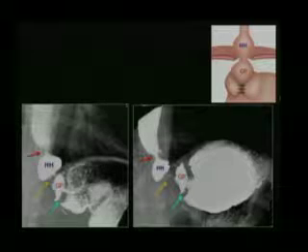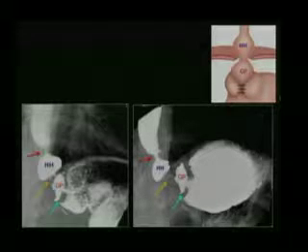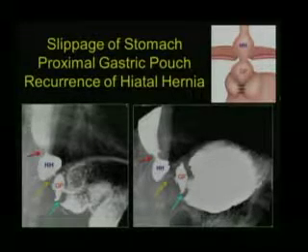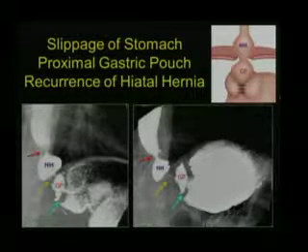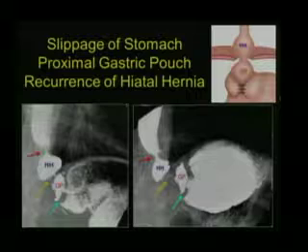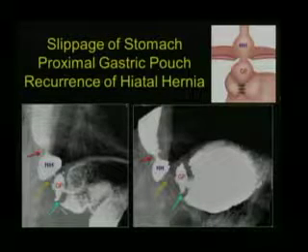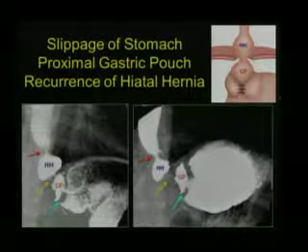Does that ever open up? Sorry? Does that ever open up? Oh, yeah. This is the hiatal hernia, and this is the lower esophageal sphincter. You can see it's different here. So it's not a stricture, okay? But the question is, so it's a slippage of the stomach with formation of a proximal gastric pouch and recurrence of the hiatal hernia. This is a very rare case.